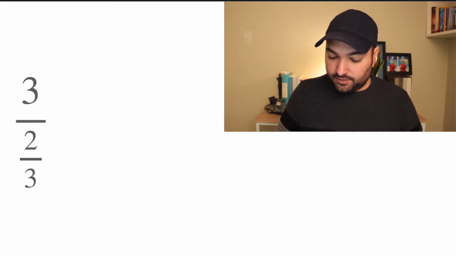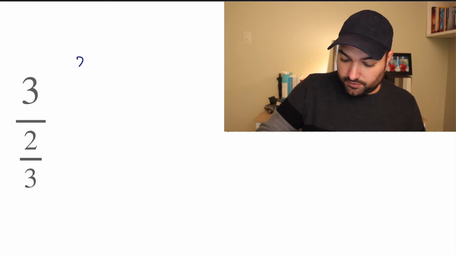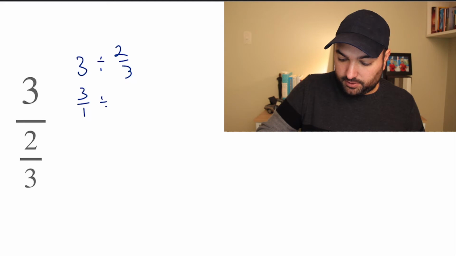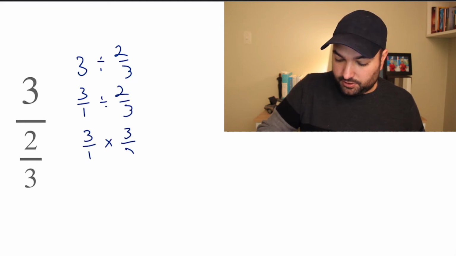Now, for this one, 3 divided into 2/3. So we'll start off with 3 divided by 2/3, 3 over 1 divided by 2/3, 3 over 1 times 3 over 2, and this becomes 9 over 2.